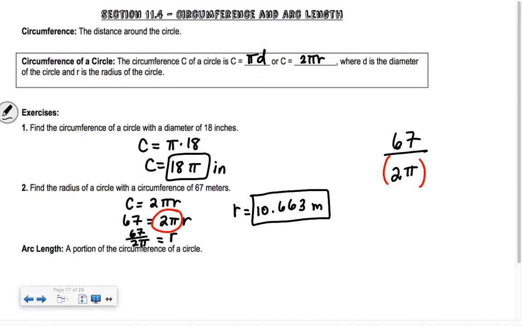Okay, so you guys all have future jobs. I don't know what they're going to be. All right, so yeah, it should be 10.663.